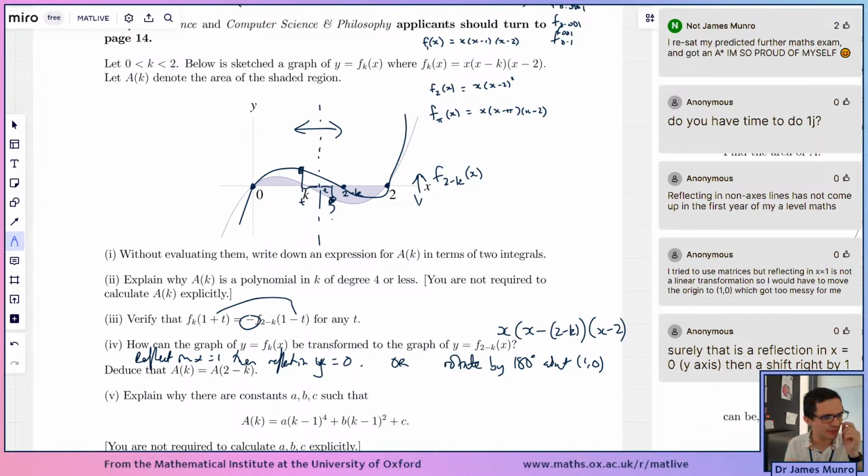Yeah, I think so. Okay. Somebody who is not me is really proud of themselves. Good news. Actual James Monroe was proud of you as well. They got an A star.